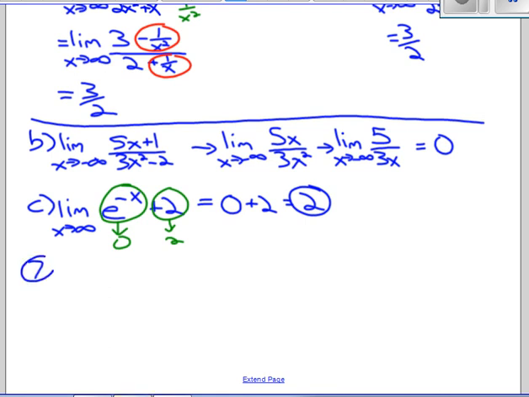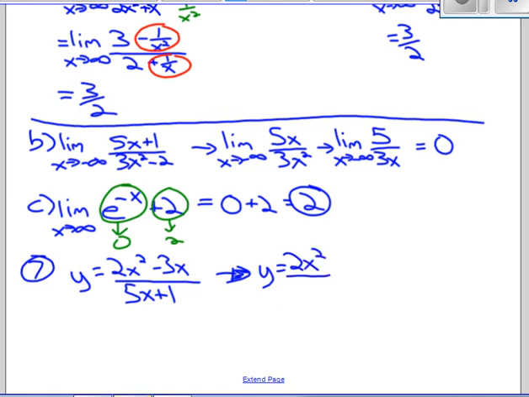Number 7, end behavior model. So you have y equals (2x squared minus 3x) all over (5x plus 1). An end behavior model is just a really, really simple function that gives the far left and far right behavior of the graph. When we're dealing with rational functions, just like the shortcut up above, you can just take the highest power of the top and divide it by the highest power on the bottom. And that's going to give us y equals 2x over 5.